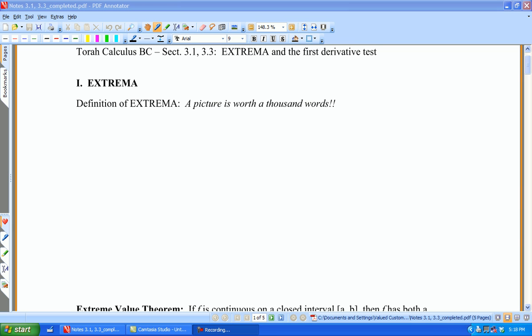Okay, we're going to be covering sections 3.1 and 3.3 in your textbook. Both sections relate to how you find extreme values for a function, so that's why they kind of go together.